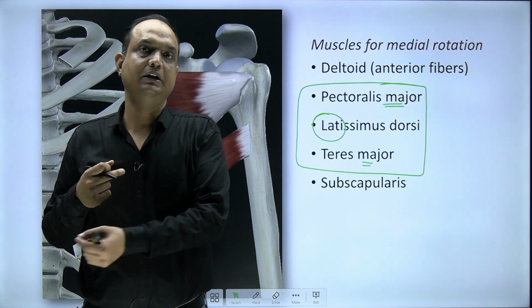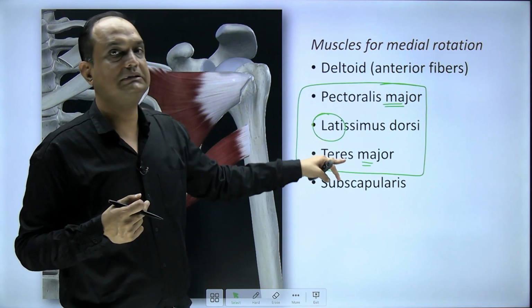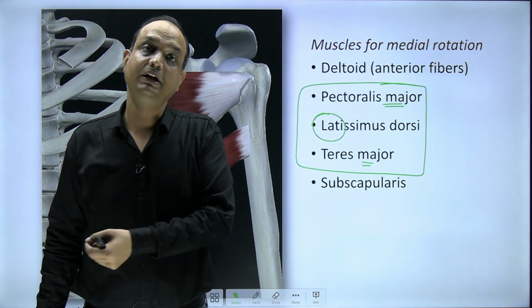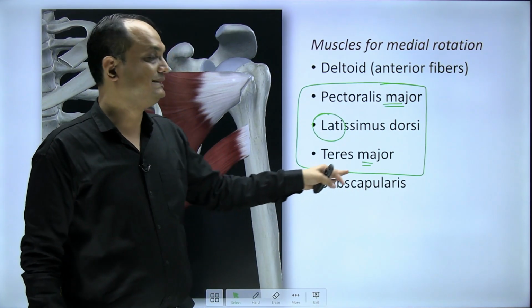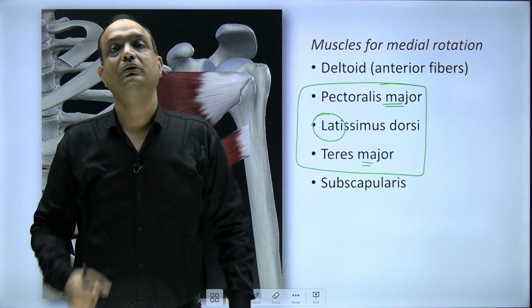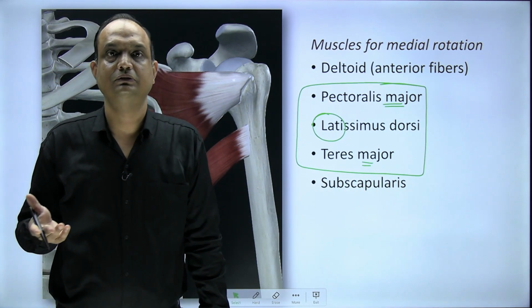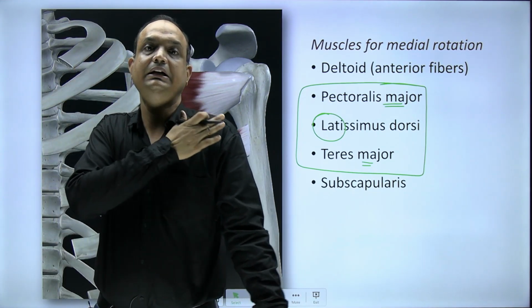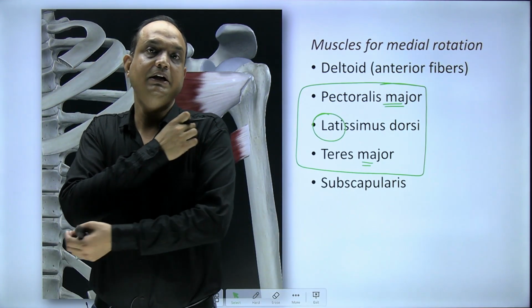So when you are doing the medial rotation, all these three muscles of the bicipital groove are medial rotators, along with the subscapularis, because it is also on the anterior aspect of the joint. So the muscles which are inserting on the anterior aspect of the joint are medial rotators.